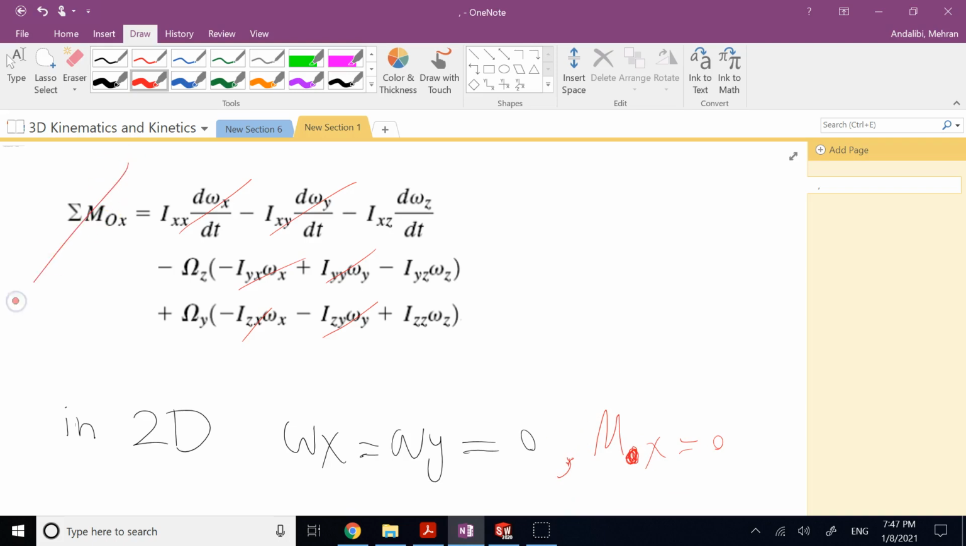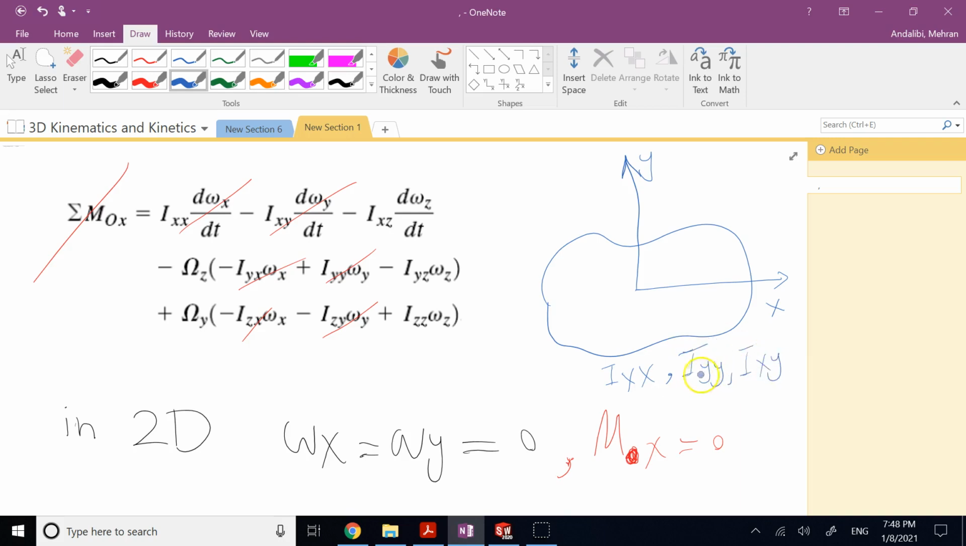So this one is 0. And omega z does exist. What about Ixz and Iyz? In that problem, whatever shape you have, if you remember, this is the x-axis and this is the y-axis, the I components that you had non-zero were Ixx, it could be non-zero in general, and then what? Iyy and Ixy. These could be non-zero because the problem was 2D.